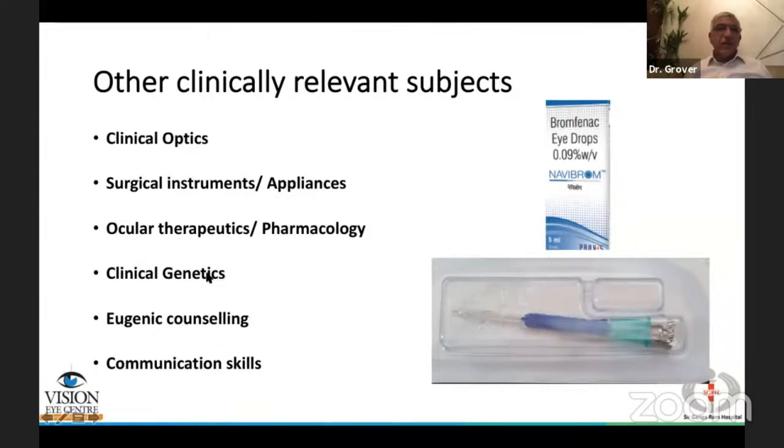Maybe we should give another view of this for you to identify. It may be related to ocular therapeutics, clinical genetics, counseling, eugenic communication skills. So all these aspects and many more. There are no limits identified for what can be useful. There will be investigations, clinical investigations, maybe an angiogram, maybe an OCT for you to comment upon what the changes are.